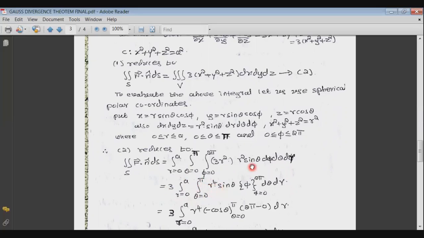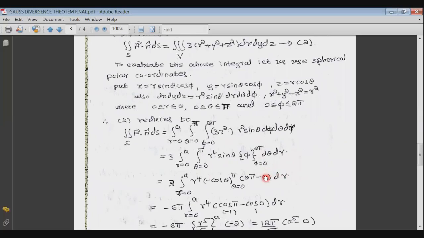r raised to 4 into sine theta. These are constants with respect to phi. And now integration of d phi is phi, and you have to take the limit for phi from 0 to 2 pi, then d theta dr. Now, if you take the upper limit, that becomes 2 pi minus 0, and it is dr. And once you integrate with respect to theta, integration of sine theta is minus cos theta, and the limits for theta are 0 to pi.